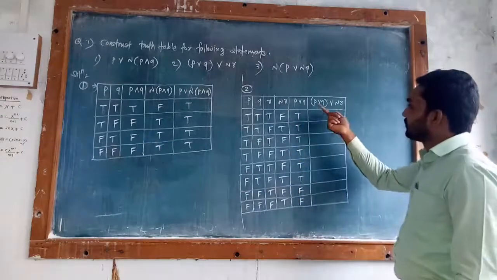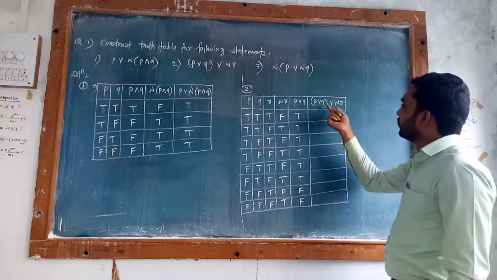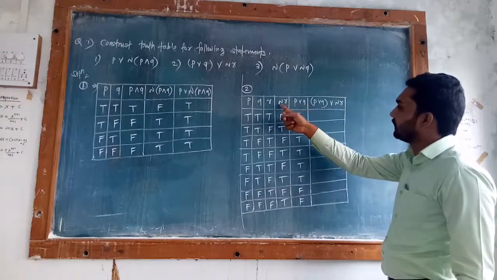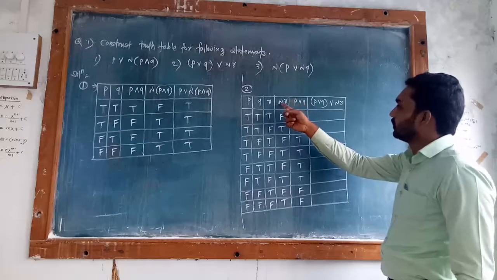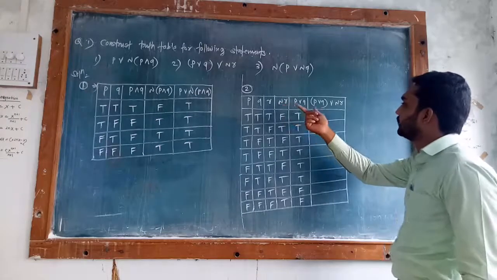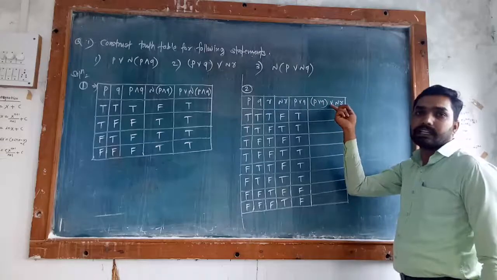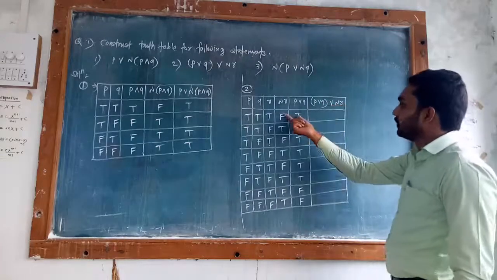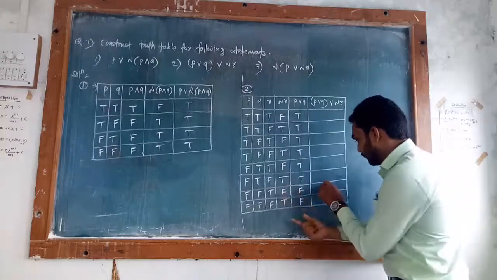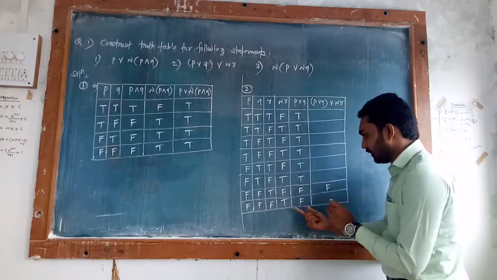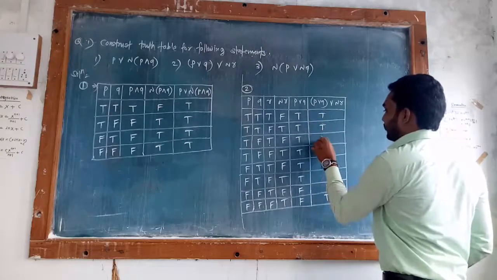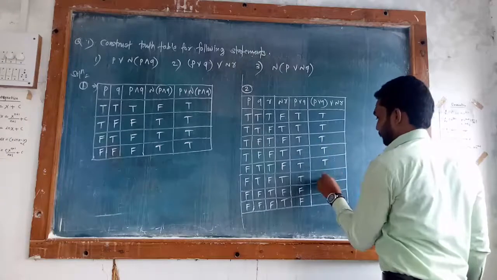So what is the last one? That is P or Q, again OR with negation R. That means we take the OR between the 4th column and the 5th column. In that OR, which is a disjunction, if both values are F, then the value becomes F. Here both are F, so the result value becomes F. In the remaining cases, the value becomes T.